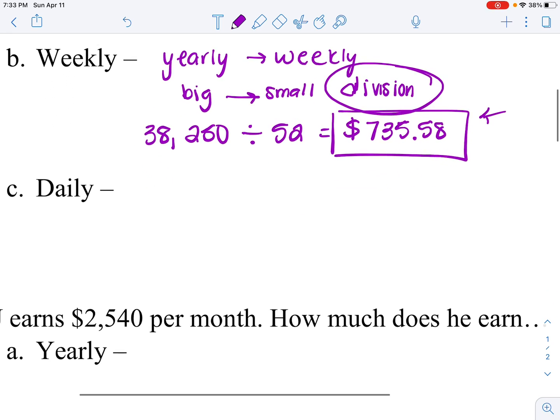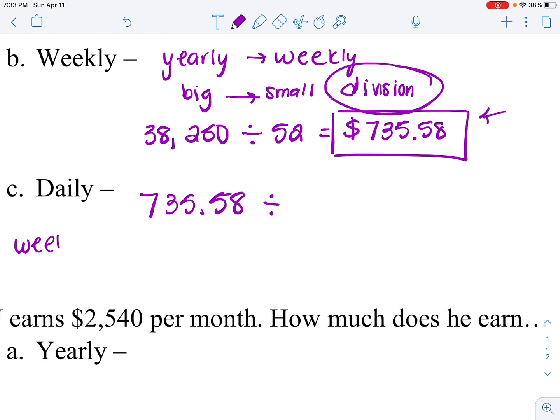that we got in letter B, which was $735.58. Because we know that if she makes this much in 1 week, then we can divide by how many days there are in a week. Because once again, we're going weekly to daily. And we should know that a week is bigger than a day. So we are going big to small once again.